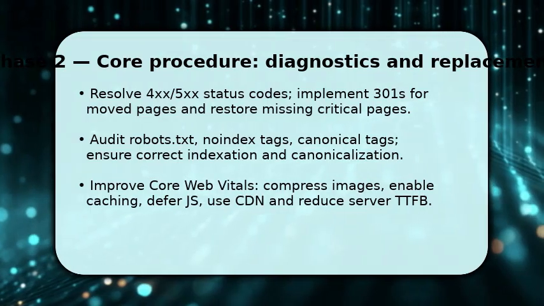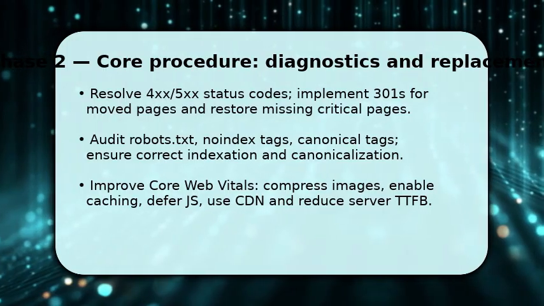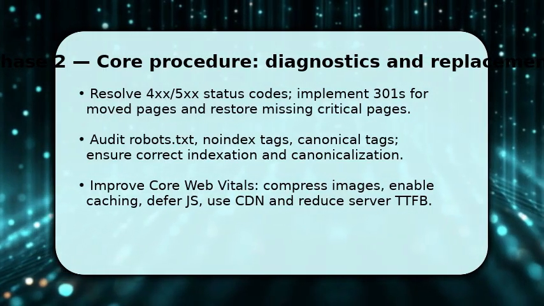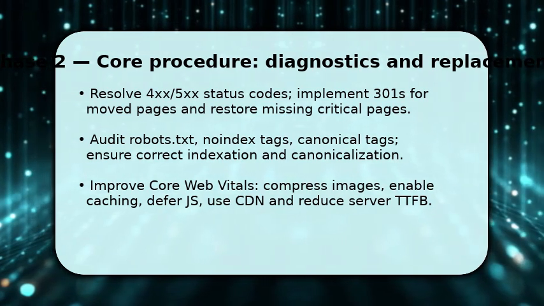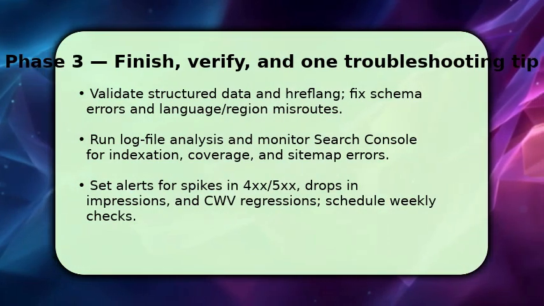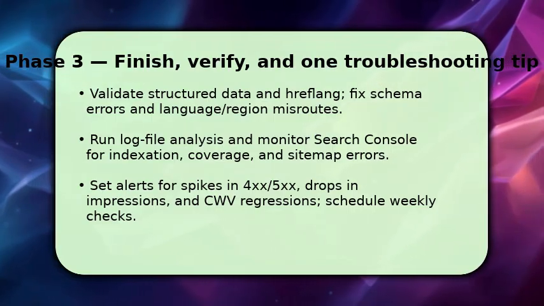After that, improve Core Web Vitals by compressing images, enabling browser caching, deferring non-critical JavaScript, and using a CDN. These changes reduce load time and boost crawl budget. Recrawl updated pages to confirm improvements. Finish by validating schema, hreflang, and canonical implementation so search features work properly.